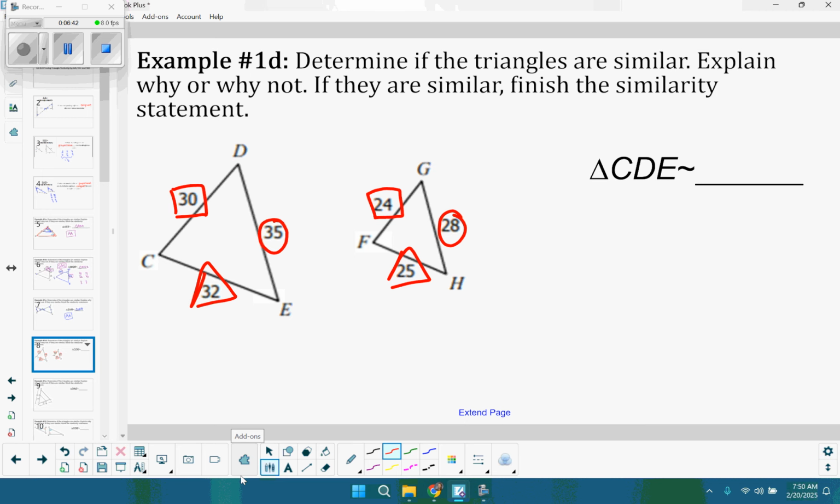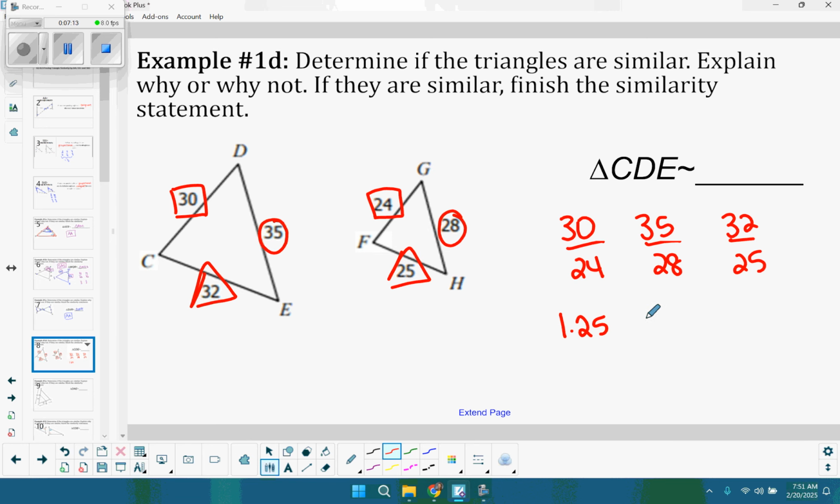Again, I do this so I know which numbers should go in fractions together. So 30 should be in the same fraction as 24. 35 should be in the same fraction as 28. And 32 should be in the same fraction as 25. So for these, I'm probably going to just divide them to see what decimal I get, or I can reduce the fractions. 30 over 24 reduces to 1.25.